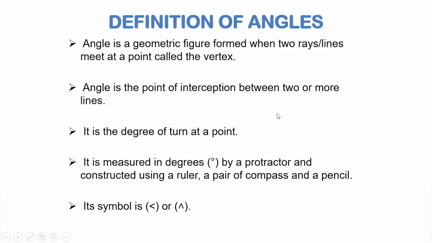Just like a recap, we said an angle is a geometrical figure formed when two lines or rays meet at a point. That point is called the vertex. We said it's measured in degrees, and is constructed using a protractor, a ruler, a pair of compasses and a pencil. I also showed you the symbol for representing an angle when you are writing angles.